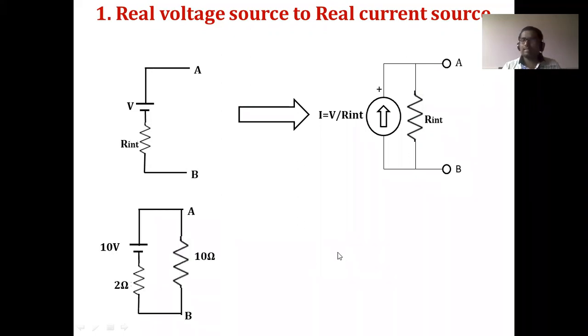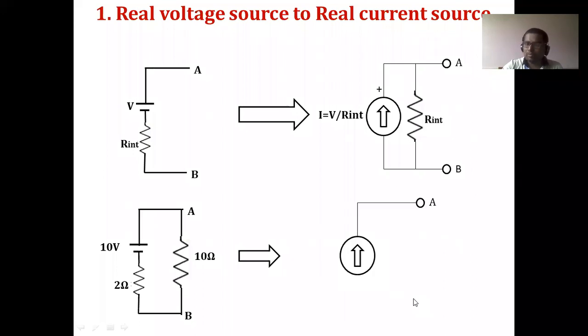This is the simple thing. Just consider the example. The 10 volts is this, and in series is the internal resistance of the source. Between these terminals, a 10 ohm resistance is connected. We have to put this entire circuit into a real current source. How can I do it? This is the current source.